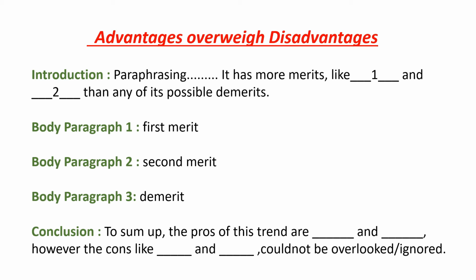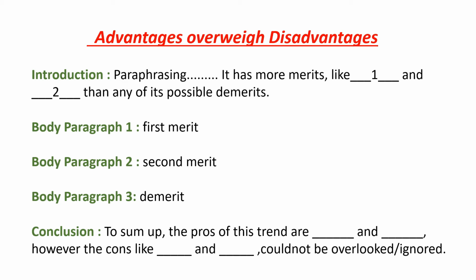Now, the next type of essay is advantages outweigh disadvantages. It is almost similar to the advantages and disadvantages essay, but the main difference is that in this you have to show that one of the two is more than the other. That is, according to you, whether the advantages are more than the disadvantages or the disadvantages are more than the advantages of the question asked by the examiner. So let's see how to write its introduction.